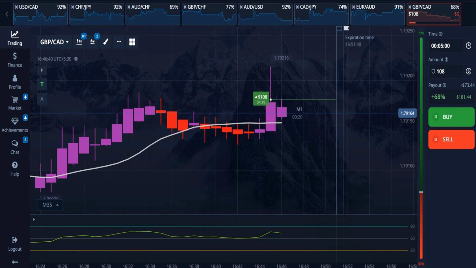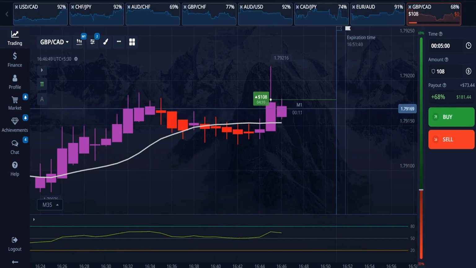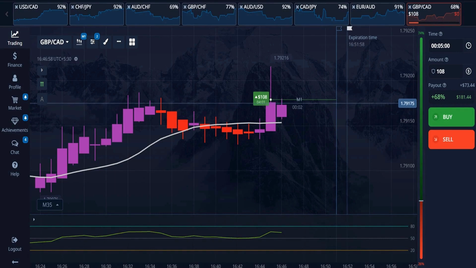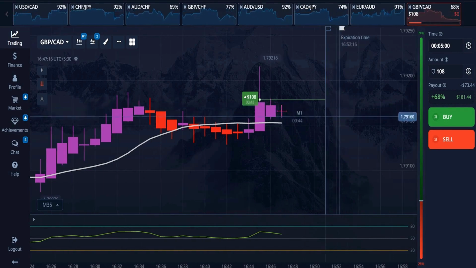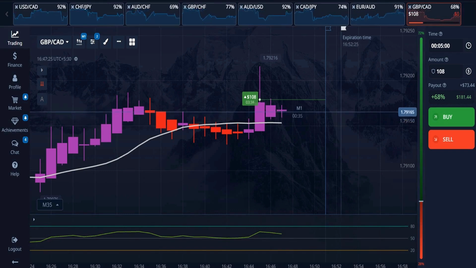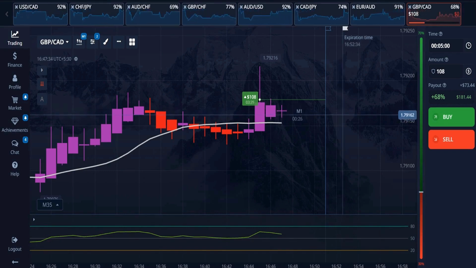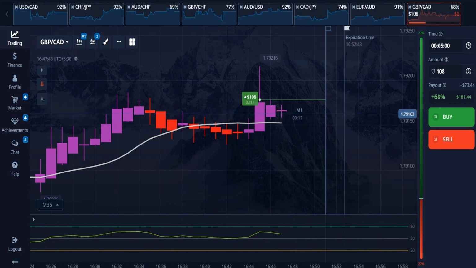After that, a big bullish Heikin Ashi candle has broken above the simple moving average and closed above it, a strong breakout signal. The RSI indicator has also crossed above the 50 level, confirming bullish momentum. According to our strategy, this is the right time to take a buy trade.